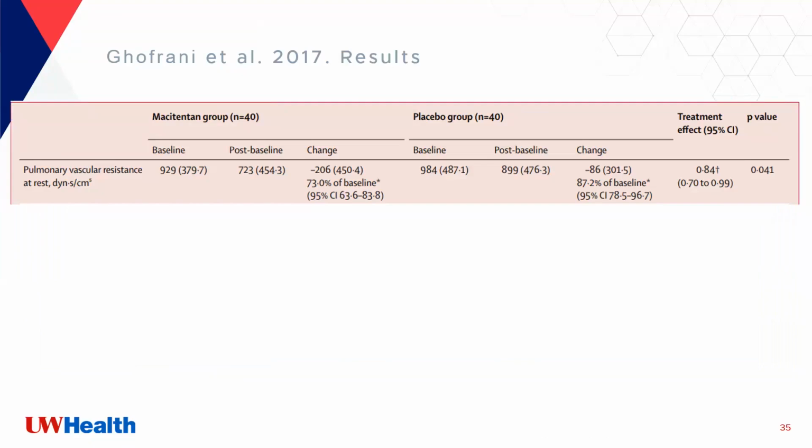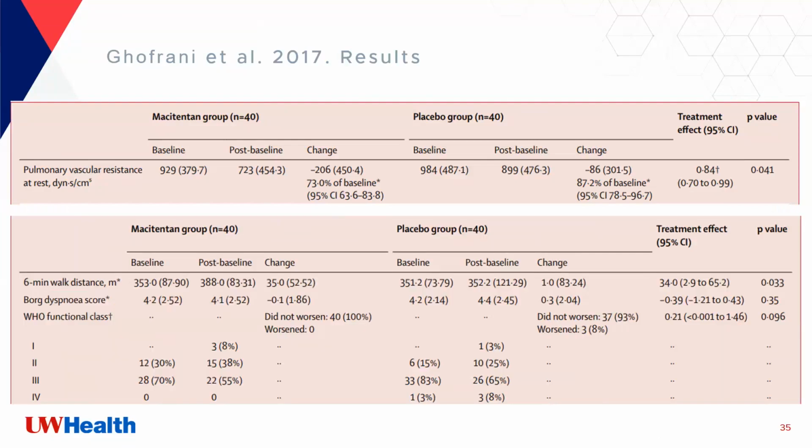So as the result, for patients in the placebo group, pulmonary vascular resistance improved by 86 points, whereas in the macitentan group it improved by 206 points, with this result being significant. Looking at 6-minute walk distance, patients using placebo had a change of 1 meter, compared to the macitentan group, which had a change of 35 meters, with this result also being significant.